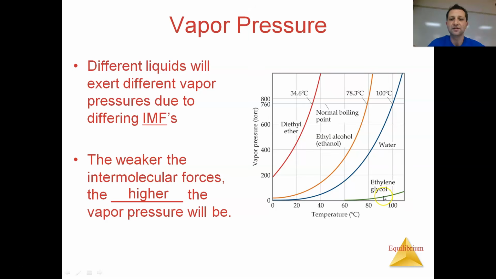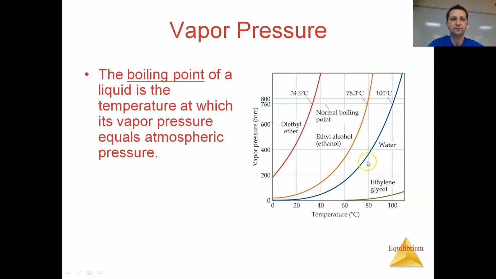Strong IMFs, the particles are more strongly attracted to one another. You're going to have a lower vapor pressure, like ethylene glycol. Very strong intermolecular forces, it doesn't evaporate very easily. Since it doesn't evaporate very easily, there are fewer particles in the gas state, creating a lower vapor pressure.